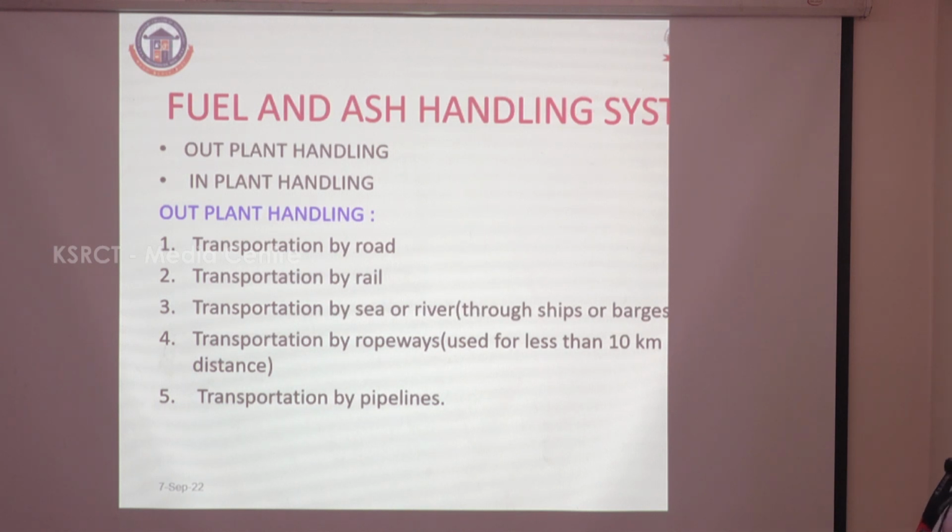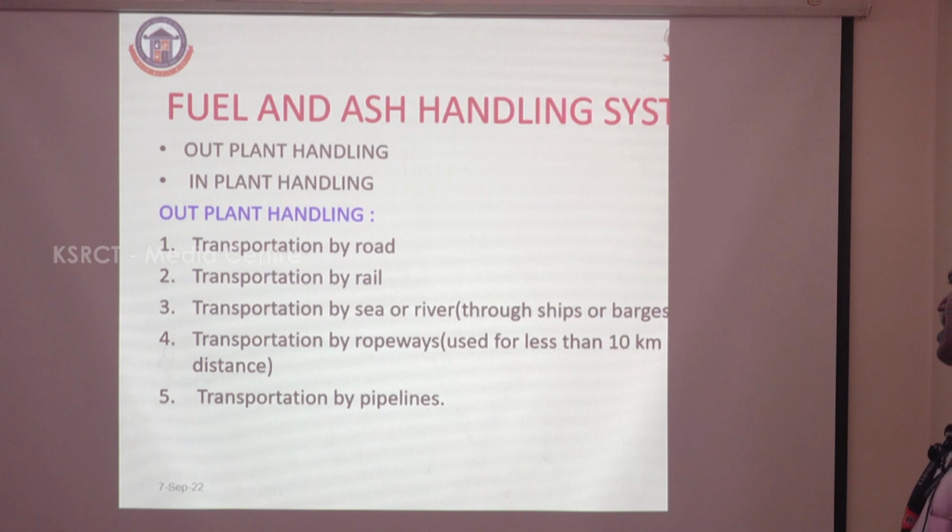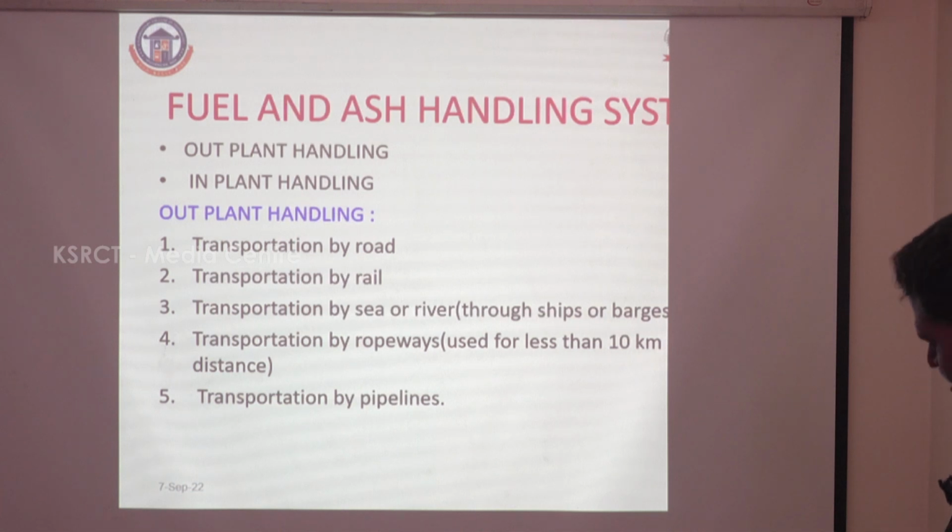Fourth one is transportation by ropeways. It is used for distances of less than 10 km. Over a very short distance, the coal is transferred from one unit to another unit. This is called transportation by ropeways. Next, fifth, transportation by pipelines. To the nearest unit, less than 3 km, the coal is transferred through pipelines. This type of transportation of coal is called transportation by pipelines.